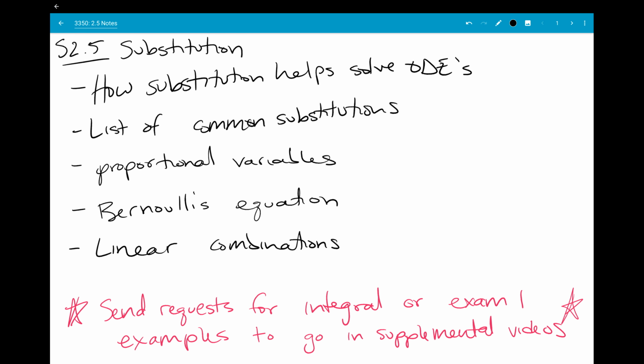This section 2.5 is all about solving differential equations using substitution. So we're going to talk about how we use substitution to help us solve differential equations, and then we're going to write a list of the really common types of substitution we'll be using so you have them all in one place. Those will be proportional variables, solving Bernoulli's equation type problems, or using linear combinations. And we'll do examples of all those things as we go.